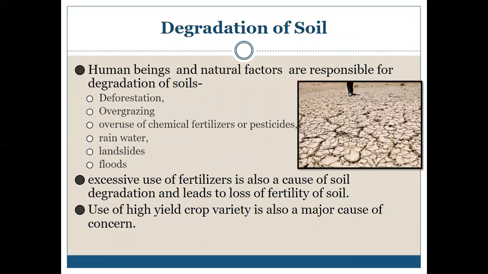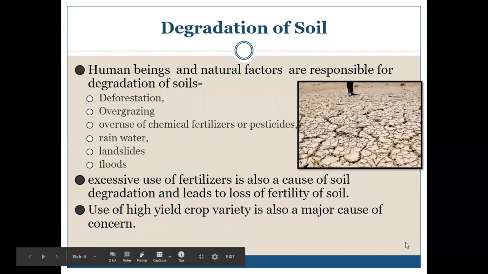Next is degradation of soil. There are many factors which are responsible for degradation of soil, like deforestation, cutting down of trees, overgrazing, overuse of chemical fertilizers and pesticides, rainwater, landslides and floods. Excess use of fertilizer is also a cause of soil degradation and leads to loss of fertility of soil. And use of high yield crop varieties is also a major cause of concern.